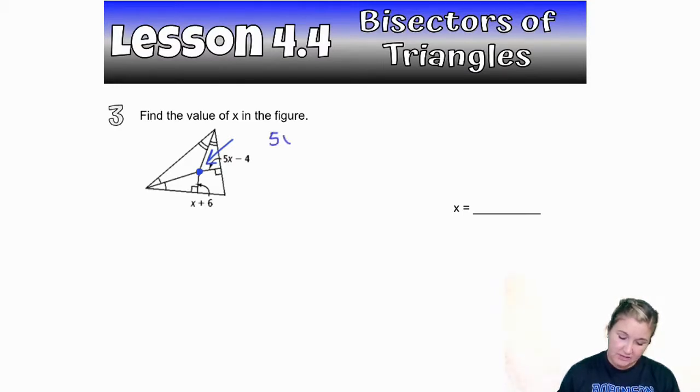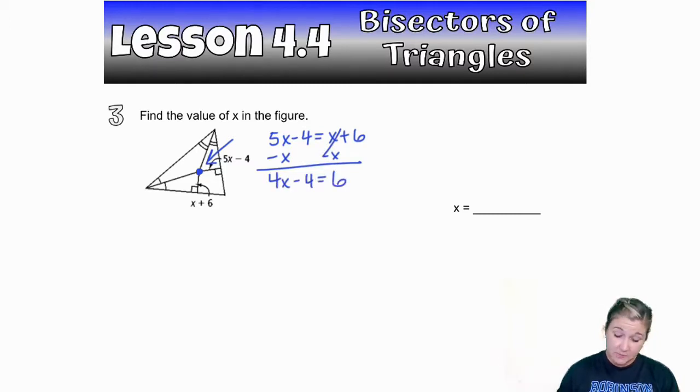So I have 5x minus 4 is equal to x plus 6. I'm going to have to solve for x here. I'll start off by subtracting x on each side, so I'm left with 4x minus 4 is equal to 6. Then I will add 4 to both sides, and so 4x is equal to 10. Then I will divide each side by 4, and so x is equal to 2.5.